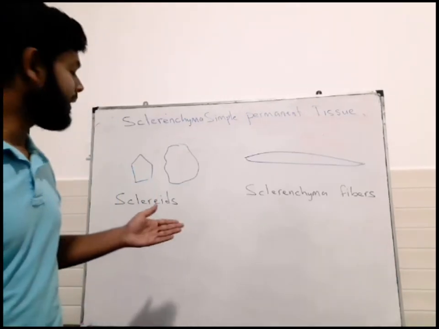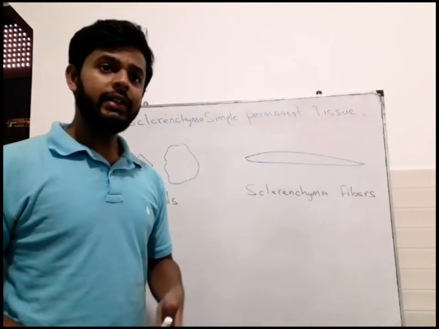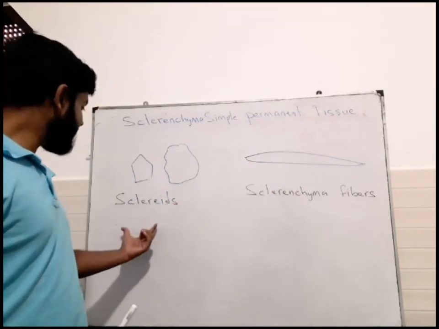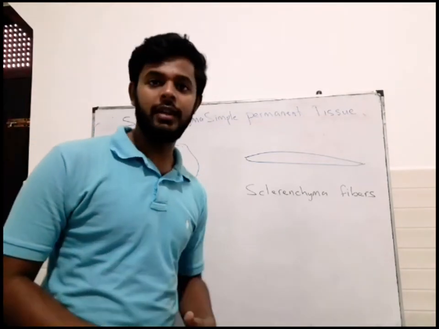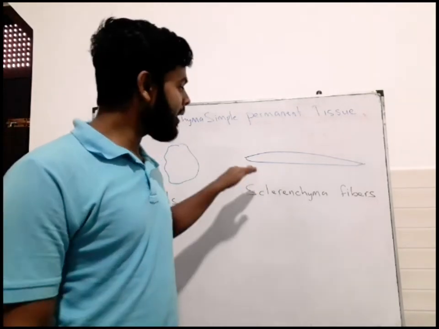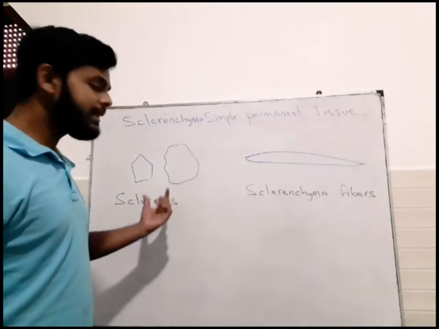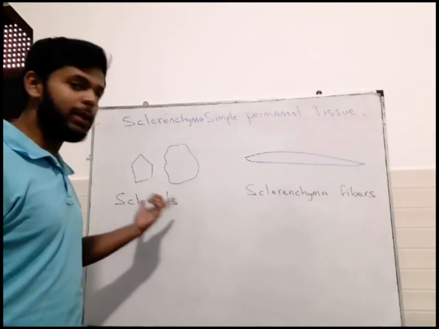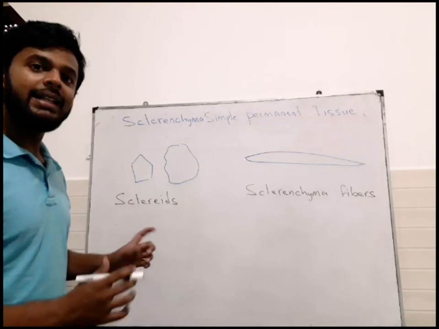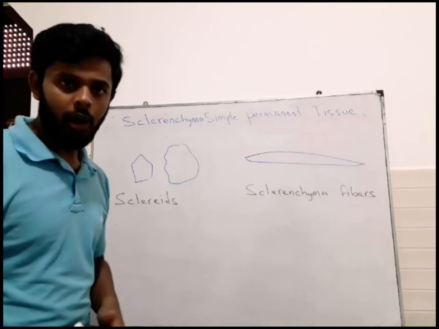Now we will consider the third type of simple permanent tissue, that is sclerenchyma simple permanent tissue. This sclerenchyma tissue has two types of cells. One is called sclereids and the other is called sclerenchyma fibers. These cells are called fibers because they are so elongated and look like fibers. But sclereid cells do not have a specific shape. From tissue to tissue, even though sclereids are present, their shape may differ from one plant to another or one organ to another.